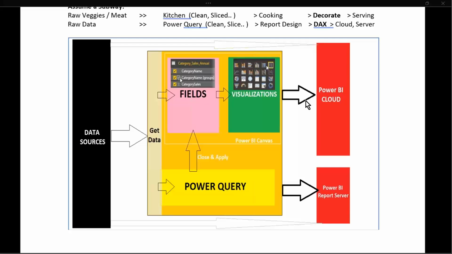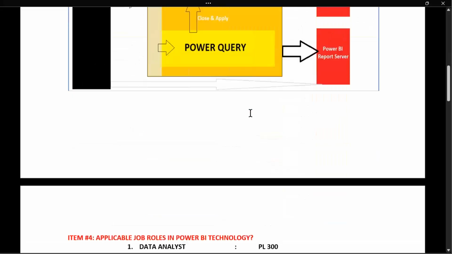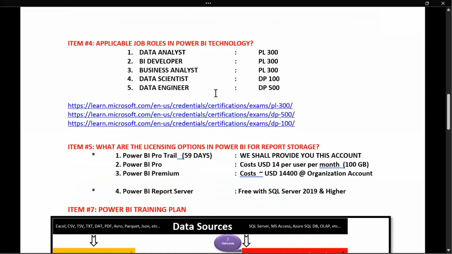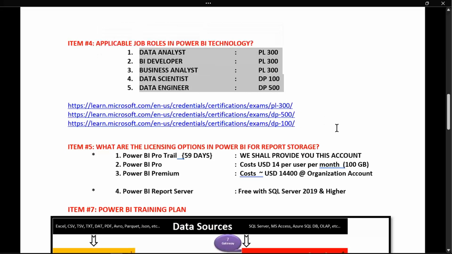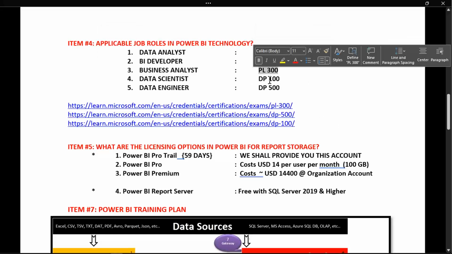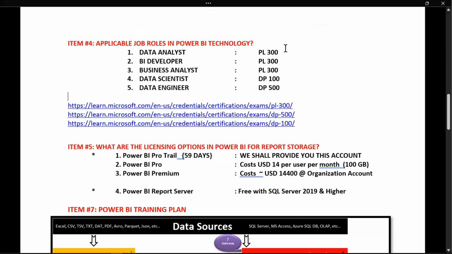Then we have the main takeaways from our course. Applicable job roles: you may be a data analyst or a BI developer, business analyst, data scientist, or data engineer. For anyone, everyone, you have Power BI. All these certifications involve Power BI. Usually we do PL-300 if you are into data analysis or business analysis, DP-500 if you are into data engineering.